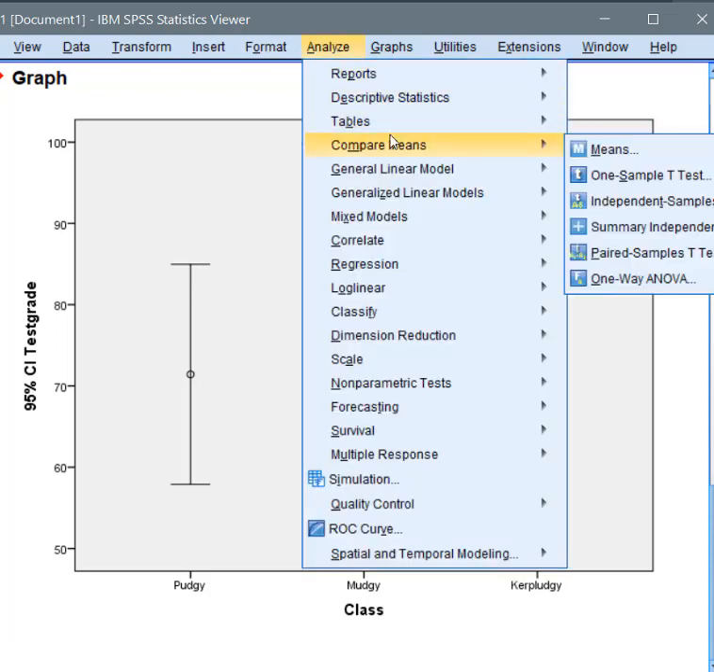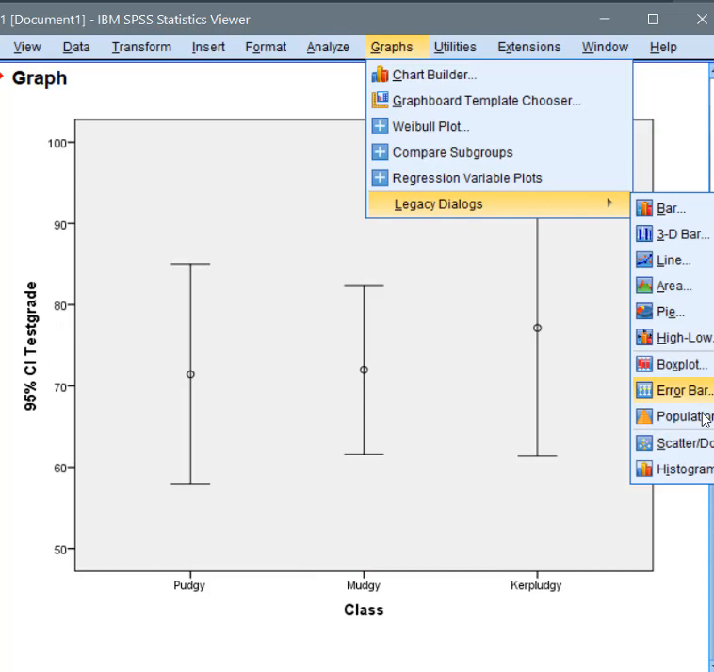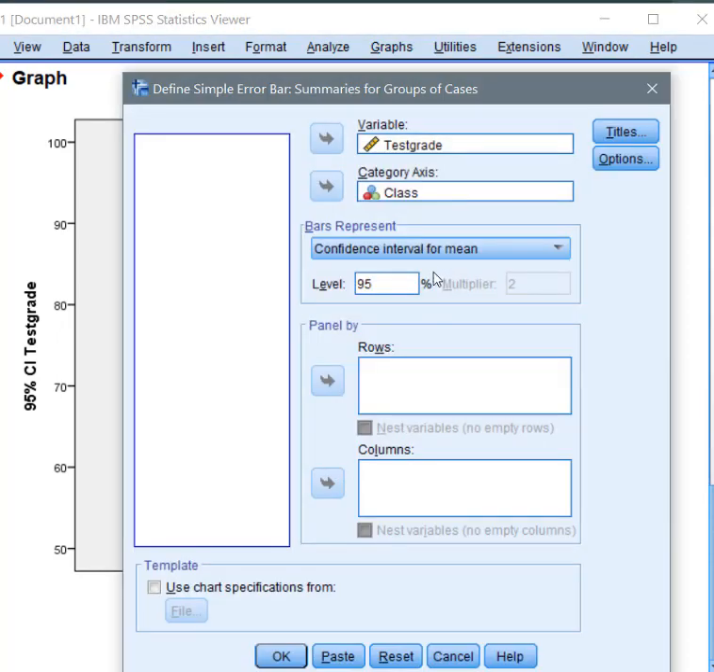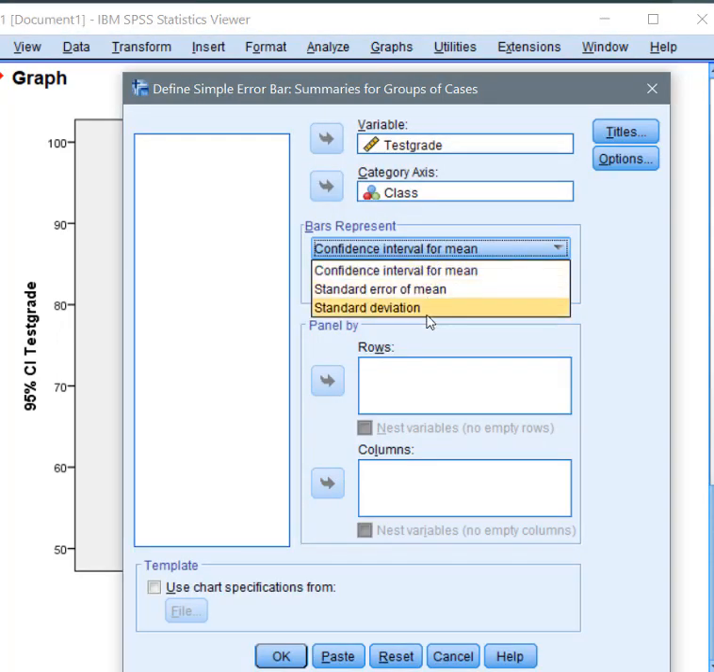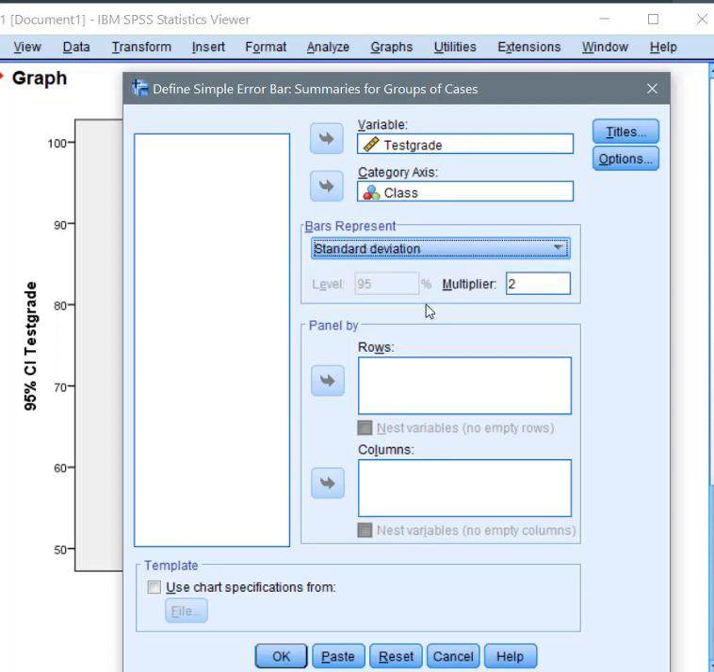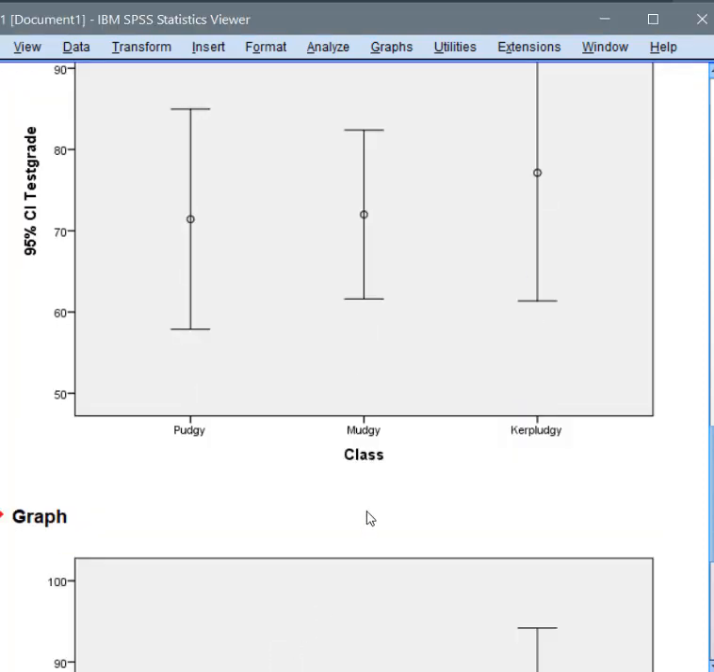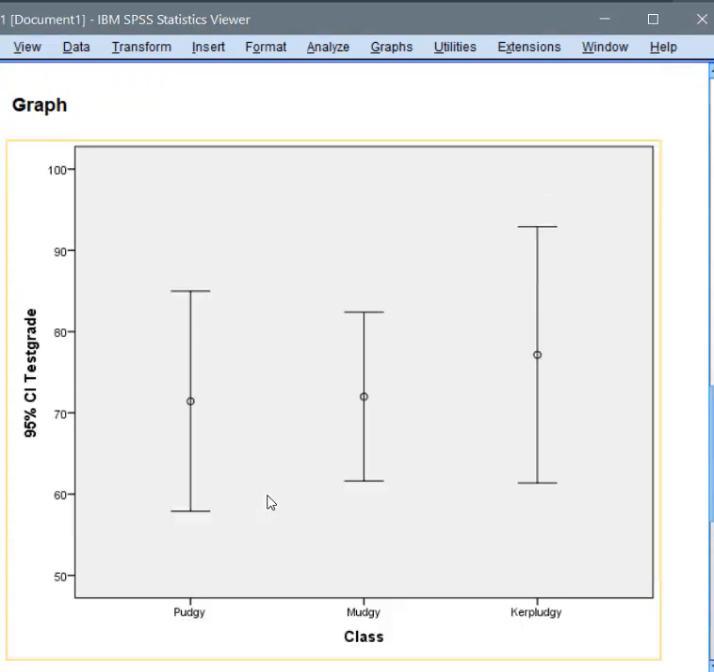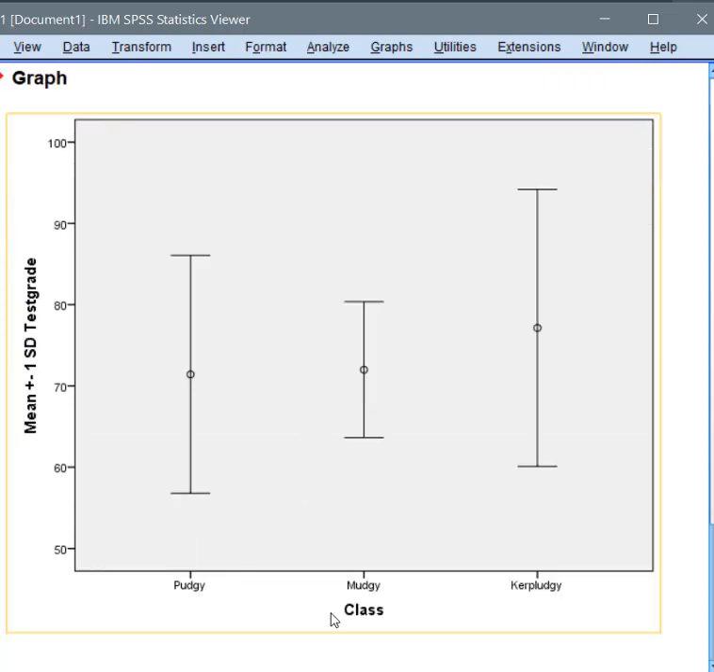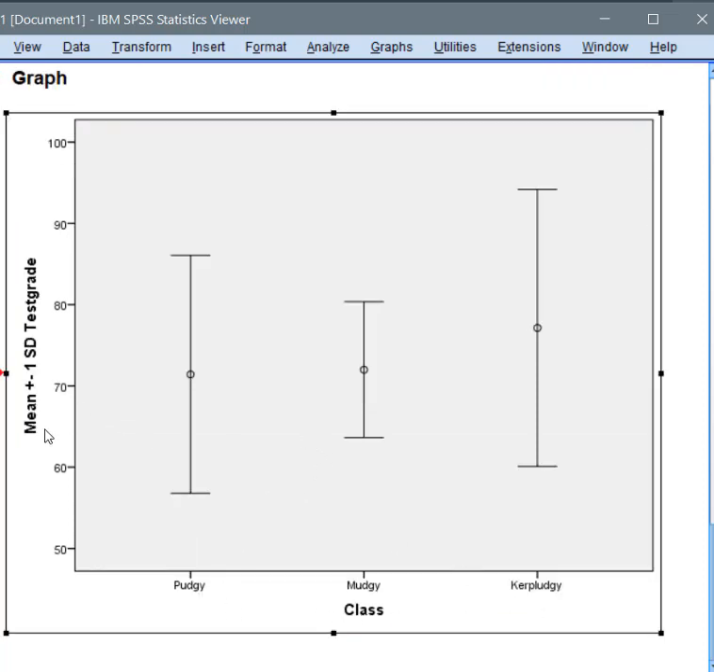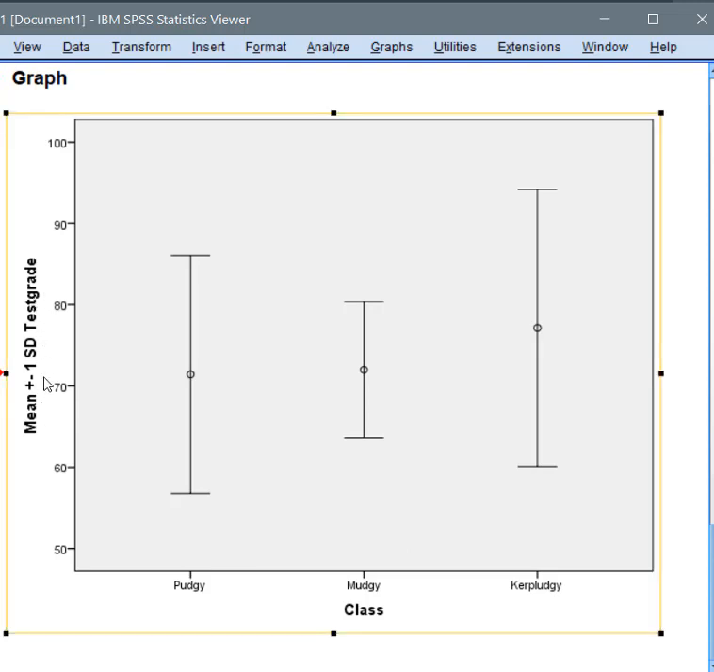So go Analyze, Graph, Legacy, Error Bar, that's right. Yep, I didn't change that. I wanted to change it to standard deviation and plus or minus 1. Psych. Okay, ends up looking pretty similar, doesn't it? Okay, so Pudgy, Mudgy, Kerpludgy. Now I have the mean plus or minus 1 standard deviation of test grade. So it's a good idea to make sure the graph is giving you what you want. So you're just copying this graph for B3.